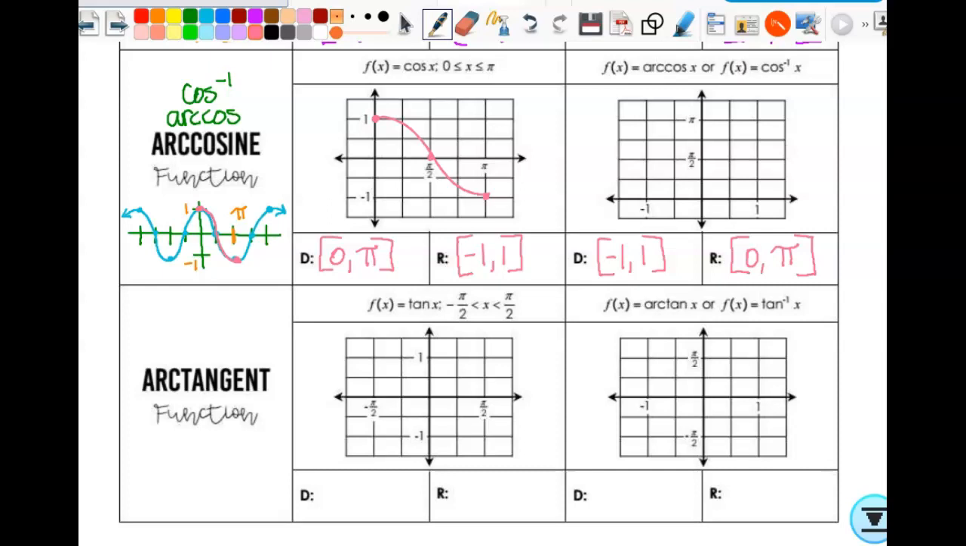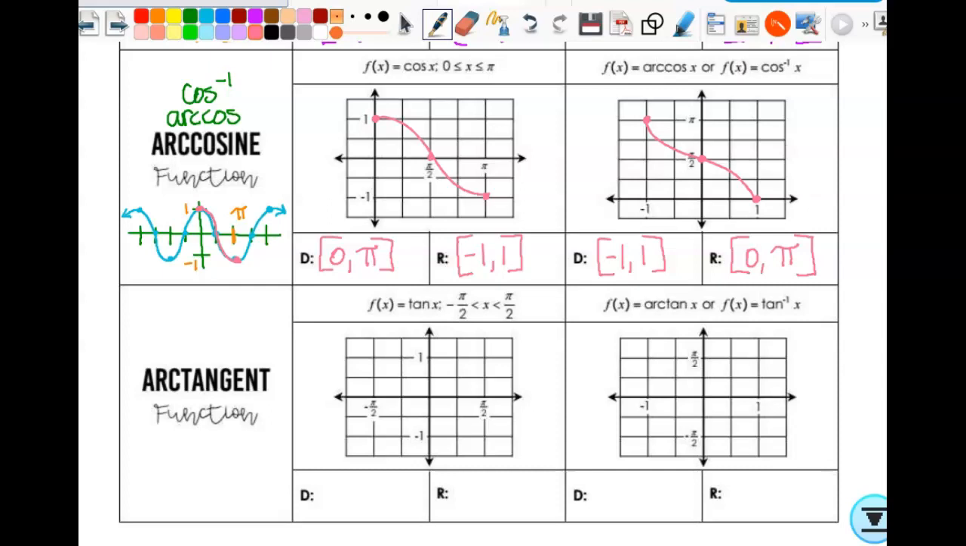So if my cosine value is negative 1, my angle is pi. If my cosine value is 0, my angle is pi halves. If my cosine value is 1, my angle is 0. So you've got to know your values of the unit circle pretty well to be able to go backwards. And that's basically what the inverse is. And it looks like this.